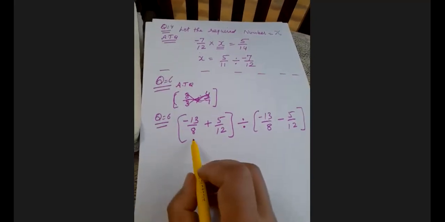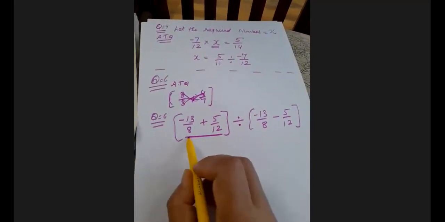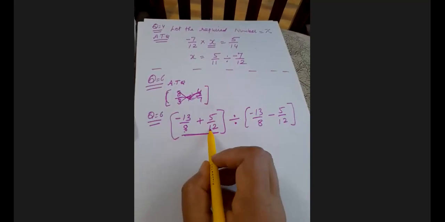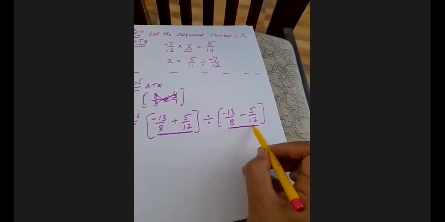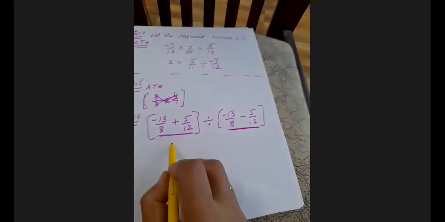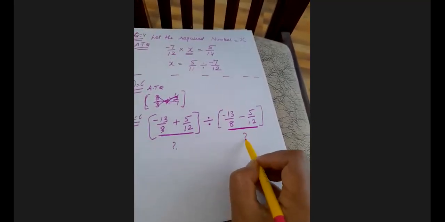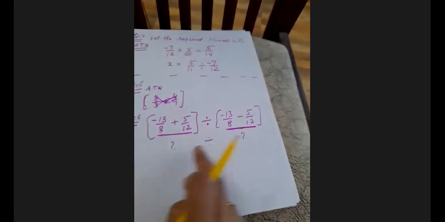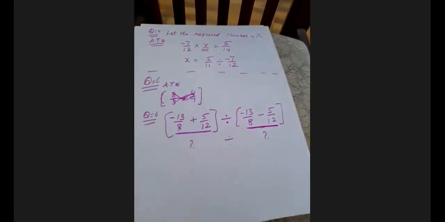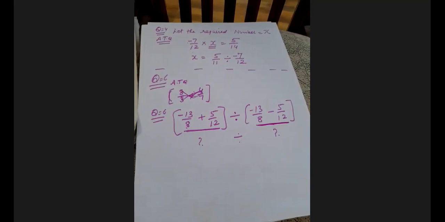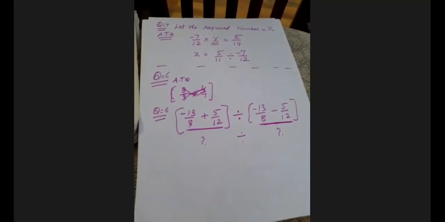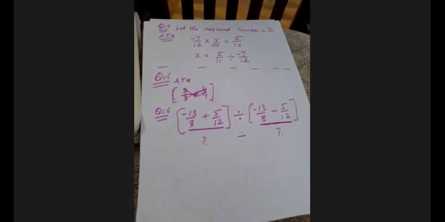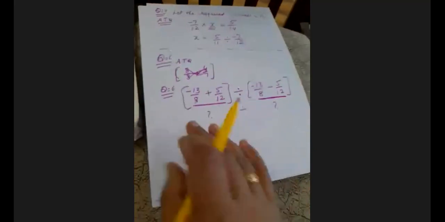Yes, students, in the first part we will solve this part. We will add these two numbers. Then we will subtract these two numbers. The results which we obtained from here, we will divide. Clear, students? Next is the 7th question.